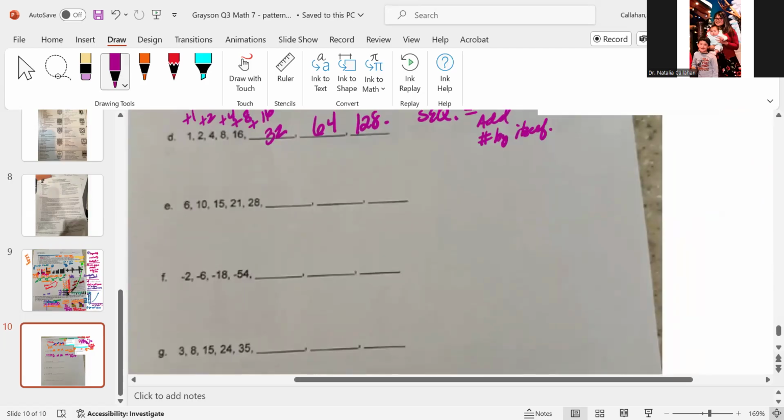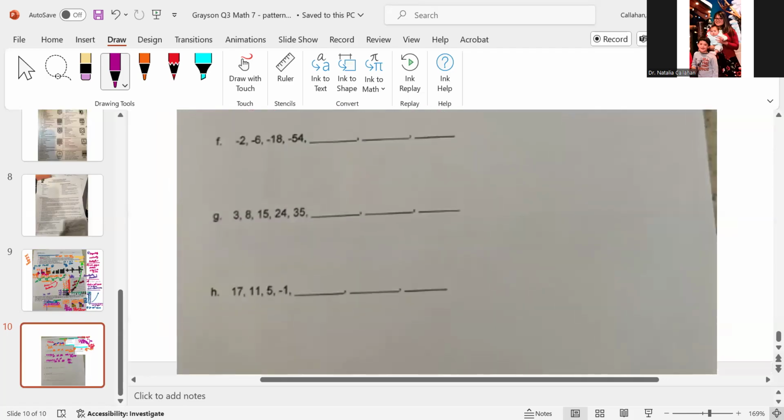Okay, number E. What's your answer? Do you know how to do letter E? What is your answer? Good. So then please explain that. You need to explain it first, and then also the sequence. Okay, all right, let's move on. You do that later on your own. Next question.